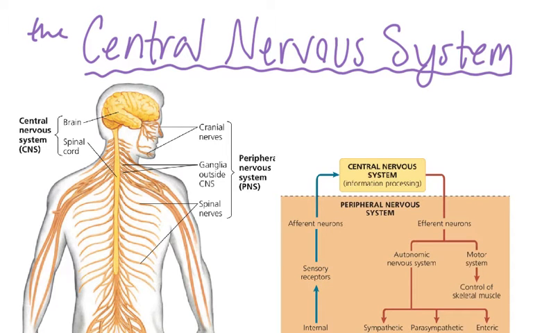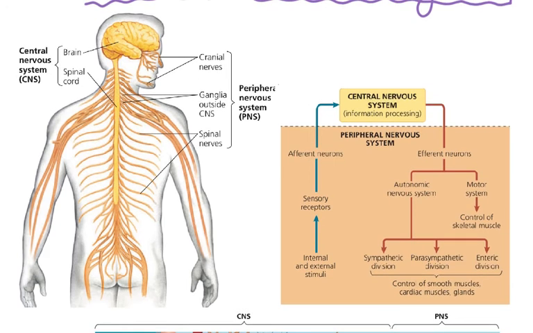Okay, I said I was going to do 2 videos to cover the nervous system. Turns out there's so much information that I'm going to split it up even more. So this video is just on the central nervous system. We organize our nervous system into central and peripheral. Central is referring to the brain and the spinal cord, and peripheral nervous system is everything else.